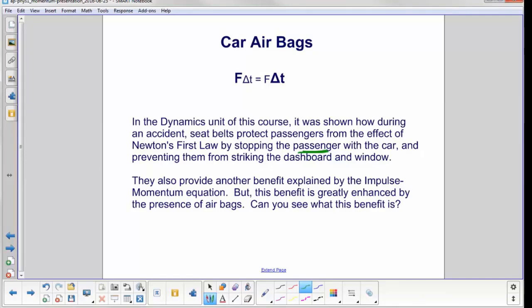Also, the seat belts provide another benefit explained by the impulse momentum equation. And this benefit is greatly enhanced by the presence of airbags. Can you see what this benefit is? Take a second before you go on to the next slide and see if you can figure it out.